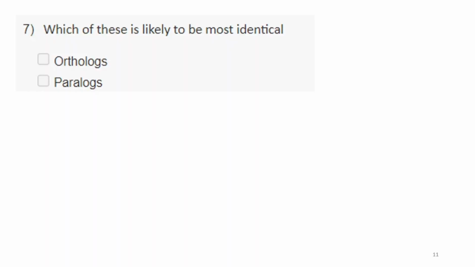Which of these is most likely to be identical? Orthologs or paralogs? Anybody?